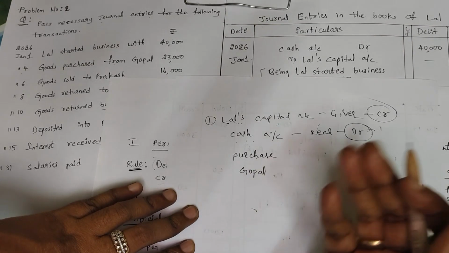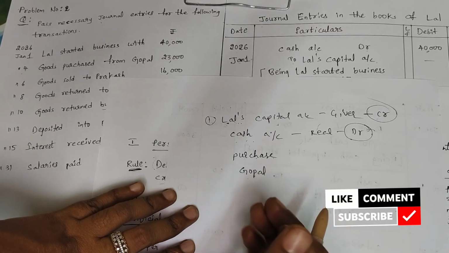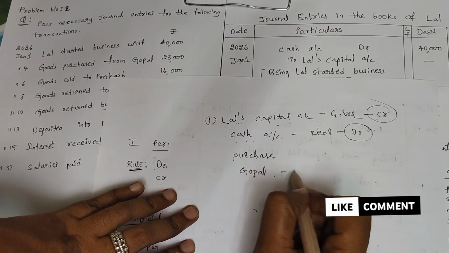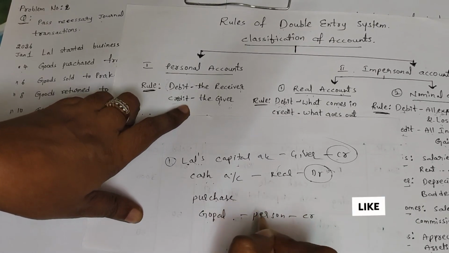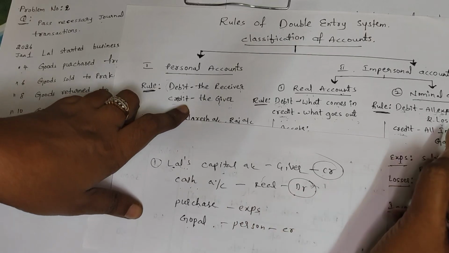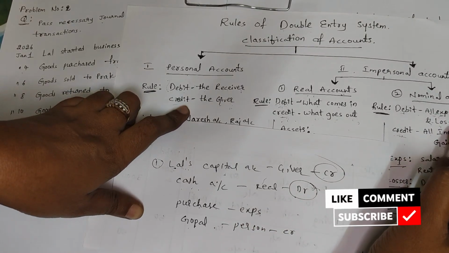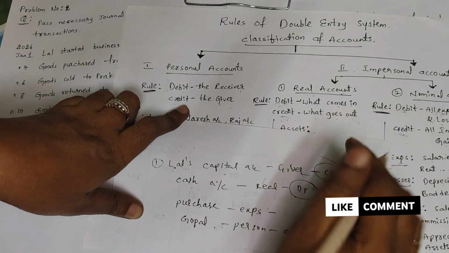Goods purchased from Gopal. So Gopal is a giver because we are purchasing from Gopal. So Gopal is a person, so Gopal is credit. Then purchase. Purchase is an expenditure. All expenses and losses are debited under nominal account. So expenses come under debit.